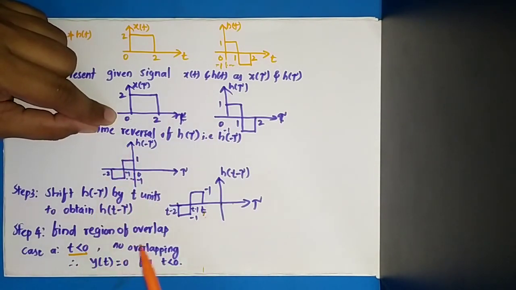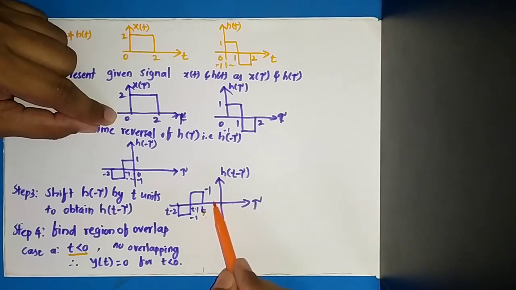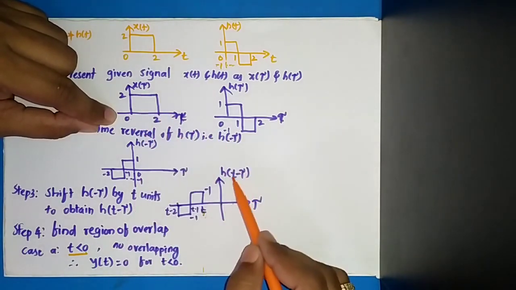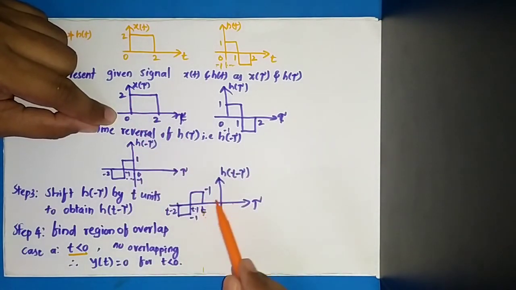So if that is the case, what will be happening? Your t, which is the end of this h of t minus tau, is less than t equal to 0. It means it will be ending here, maybe here, maybe here, anywhere, but it is not equal to 0. So obviously there will not be any overlapping between these two signals, that is x of tau and h of t minus tau. That is why y of t equals 0 for this. So for t less than 0, y of t is always 0.